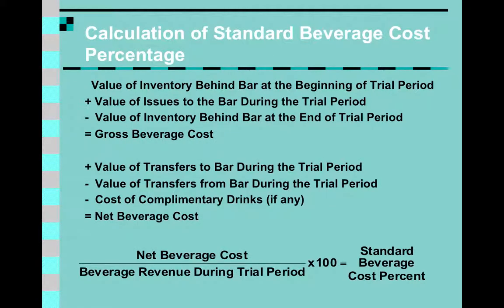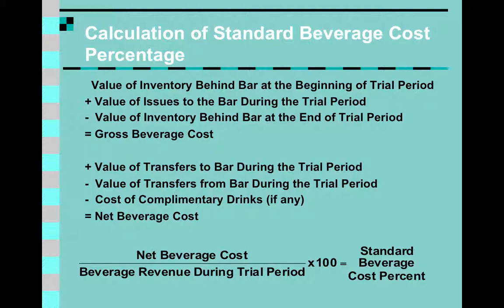Okay, so a calculation of standard beverage costs. Remember how I said the book splits up food and beverage costs always separately, but they really are calculated with the same idea behind it. If we wanted to figure out our standard beverage cost percentage, we would look at the value of inventory behind the bar at the beginning of a trial period. So let's say the beginning of a weekend, or the beginning of a week, or the beginning of the night. So let's pretend we're looking at one server's shift at the bar. So we would look at the inventory behind the bar at the beginning of his shift.